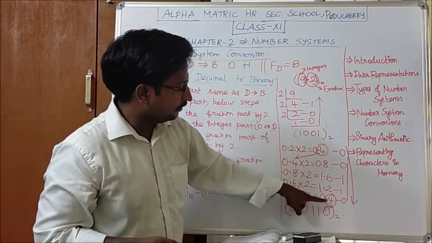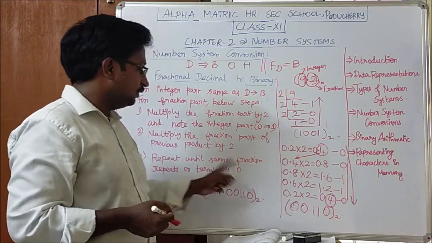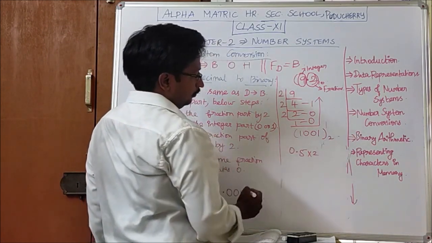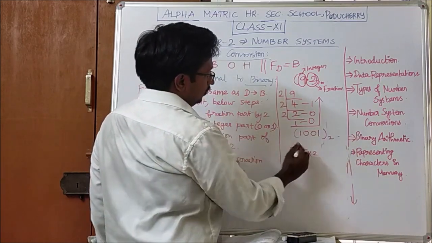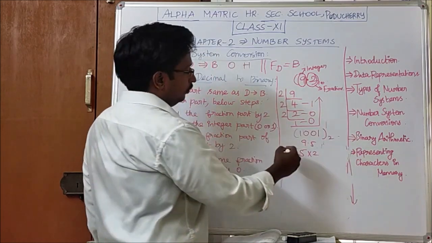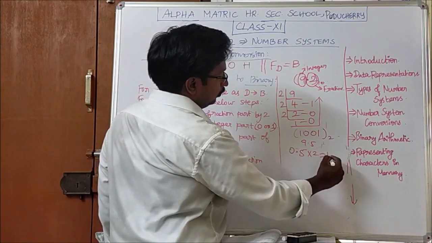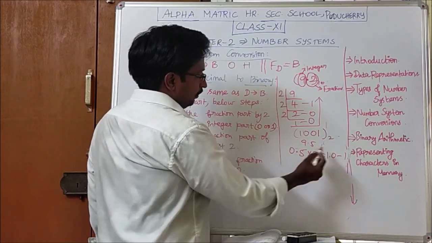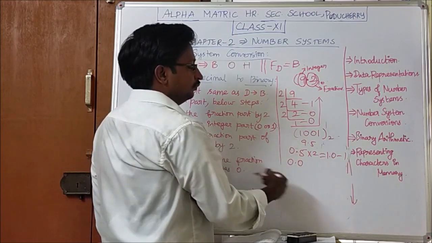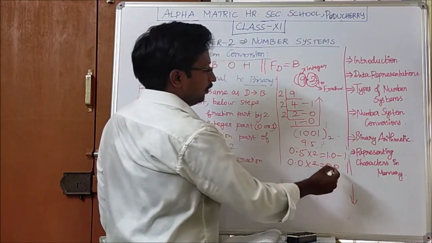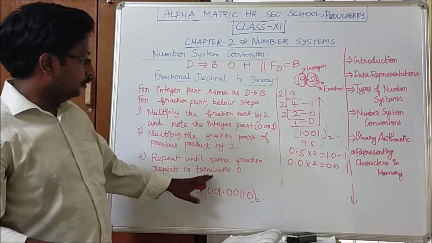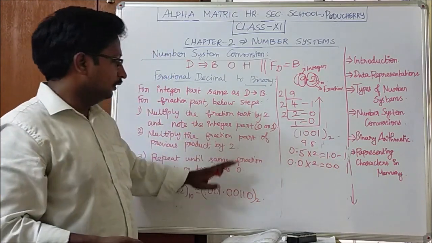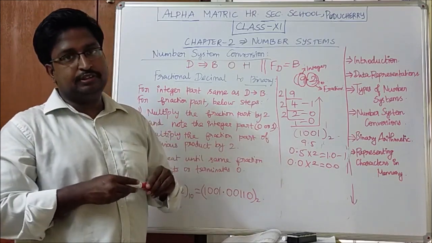Repeating until the same fraction repeats or terminates at 0 means that in some cases you will have a number like 0.5, say for example 9.5. We take the fraction part and multiply by 2, and we get an integer part. Then the fraction of the previous product is 0.0. When you multiply again it comes 0.0, it goes on. So if you receive the fraction part as 0, you can stop multiplying. That is the meaning of terminates at 0.